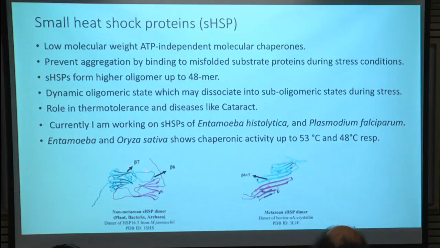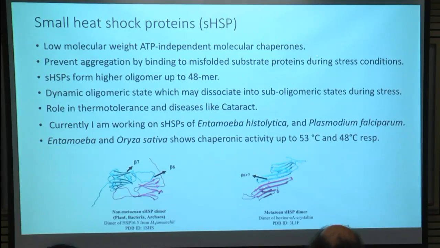The one found in non-metazoans, in which the loop between the beta 5 and beta 7 strand interacts with the other monomer unit, while the other dimerization is found in metazoans, in which there is an extended beta 6 beta 7 strand which interacts with the beta 6 beta 7 strand of the other subunit. The function of this protein is to prevent aggregation during stress conditions.